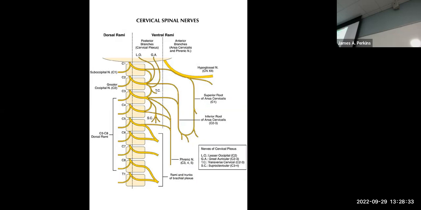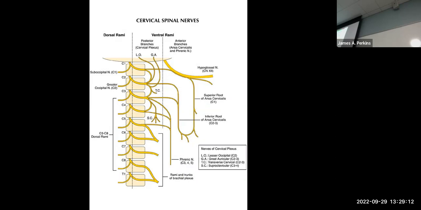So first of all, it's very schematic looking. There's no attempt to make anything realistic here. That very flat, pale yellow oval up there where it says LO and GA is supposed to represent the base of the skull. And then all of those little rectangles that are also in a pale yellow color, those are the cervical vertebrae from C1 all the way down to the T1 vertebra.